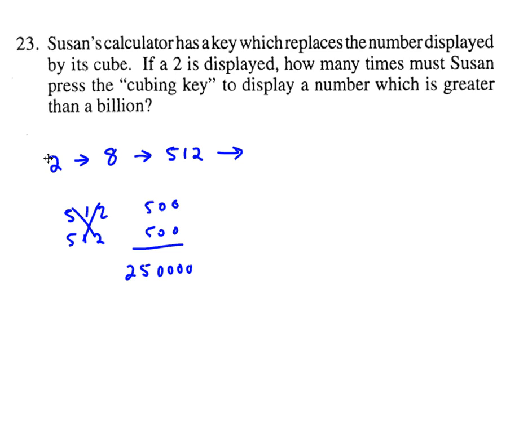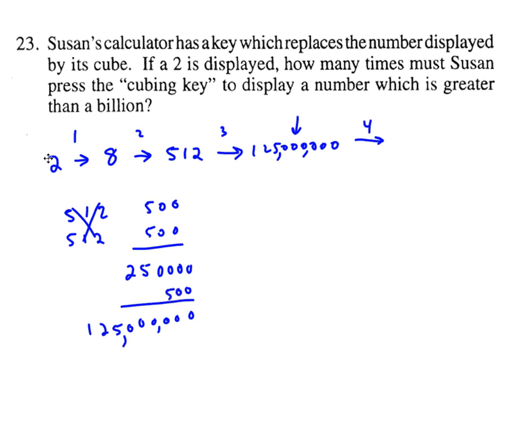And then if you do 250,000 and you multiply by 500 again, you get 2 zeros again, and then your 4 zeros, and then you get 125 at the end, and so that gives you 125 million. So hitting the key once, twice, 3 times, you end up with 125 million. Now clearly, when you cube this huge number, so this 4th time, you're going to get a number greater than 1 billion. And so that's a nice way to do this problem, and it was made much easier by using the estimation of 500 instead of 512.